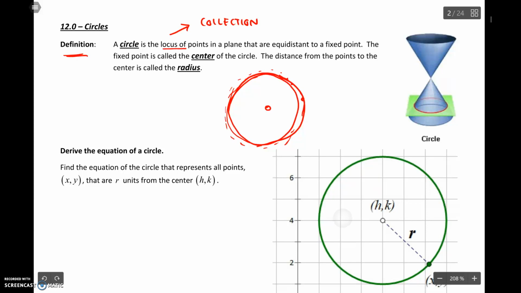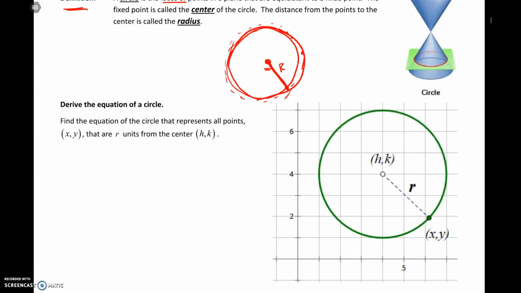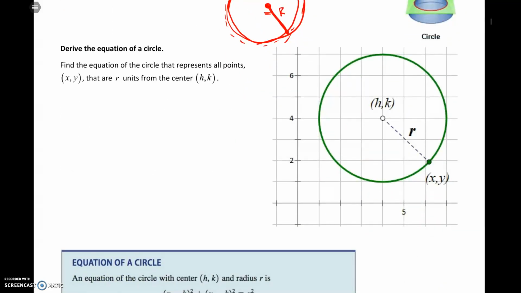The fixed point is called the center of the circle. That is not part of the circle. And the distance from the points is called the radius. Radius actually has dual meaning. The radius can be the line segment, and the radius can also be the distance. So we use that kind of dual. Derive the equation of a circle.